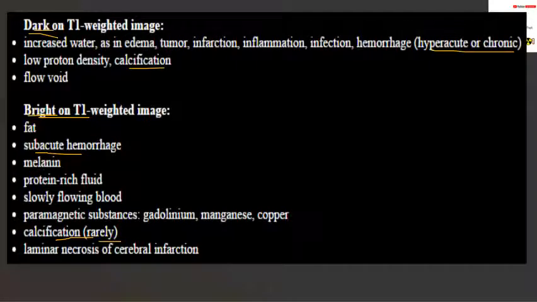Laminar necrosis of cerebral infarction also appears bright on T1. So, minsan kasi sa board exam, ito yung mga tanong kung ano yung appearance ng certain structure sa T1 or sa T2.